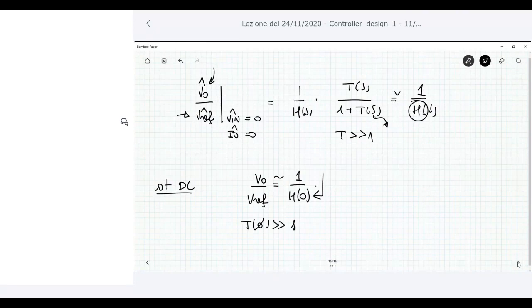Okay, it happens if T0 is much larger than 1. So that means that my control action in steady state condition with no variation, if the open loop gain is very large, much larger than 1 at DC, the variation of the output voltage V0 in terms of variation of the Vref, so the DC variation V0 over Vref, depends only on the DC gain of the sensor gain.